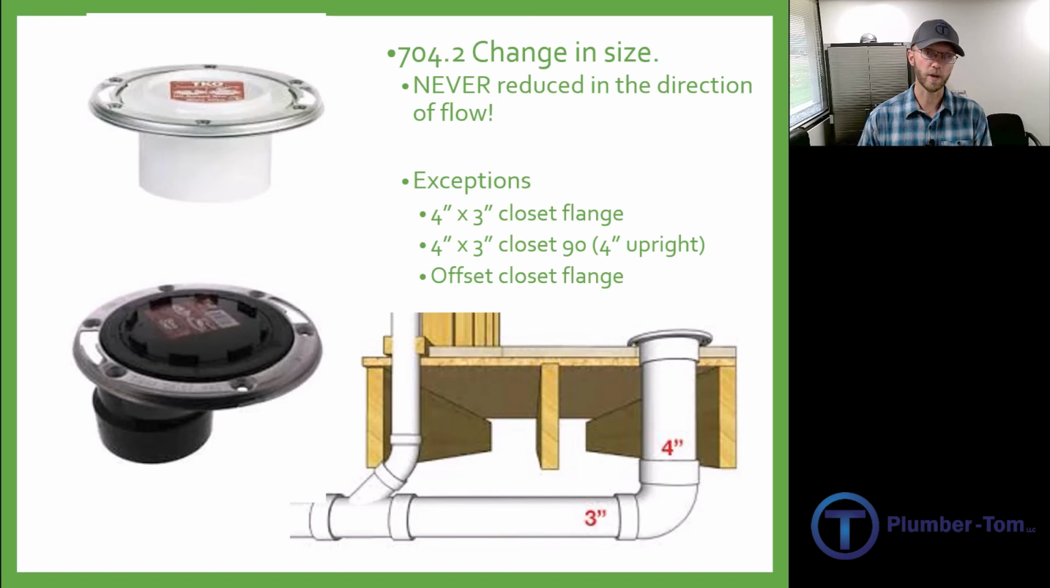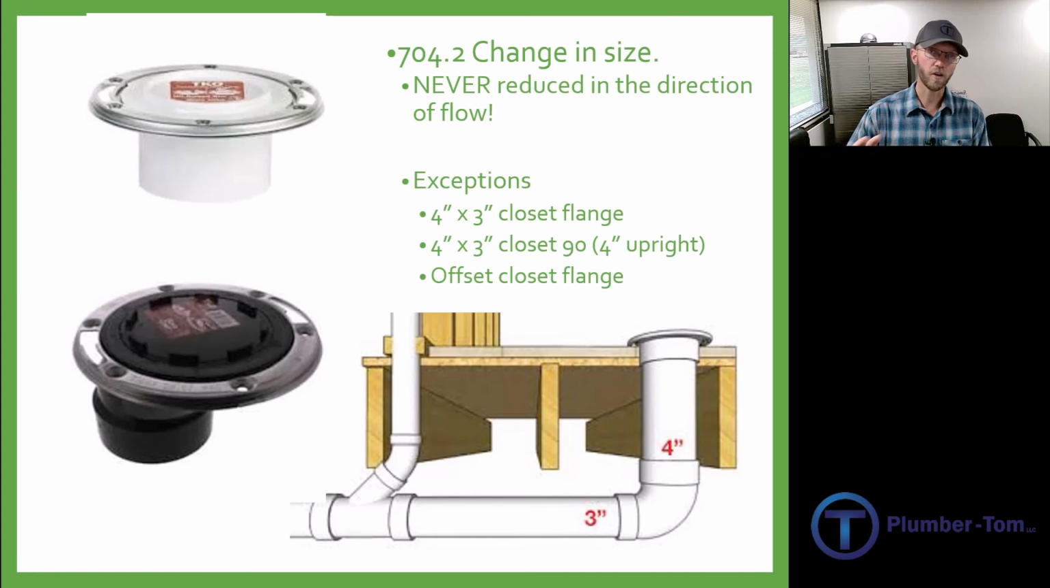As we are installing drainage pipe, it is critical that we never reduce the pipe size in the direction of flow. This is spelled out in 704.2. The reason for that being, as you go along downstream, if you shrink the pipe size, you will very likely have blockages and clogs. So it always gets bigger as it goes.